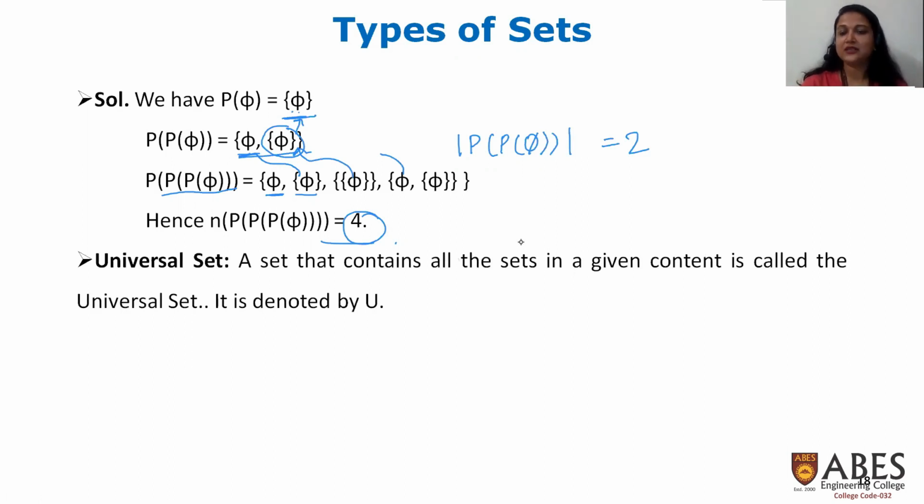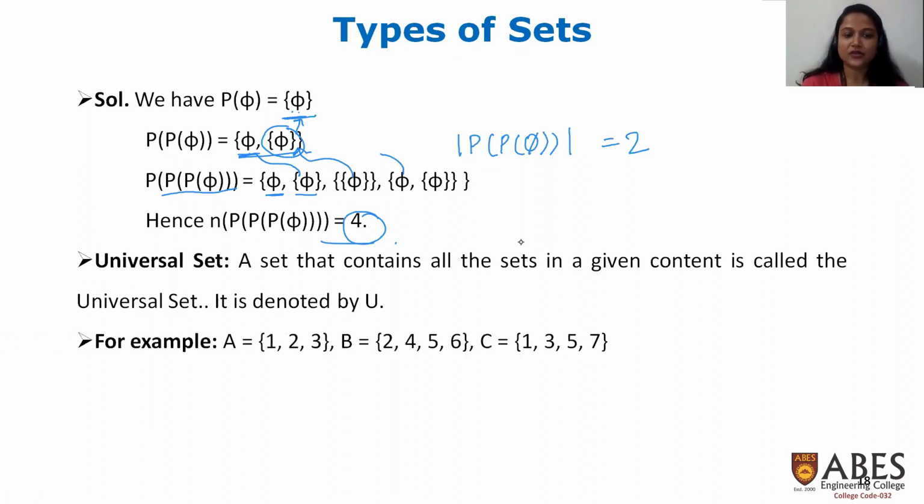It is nothing but, for a given content or a given collection, if I consider all the elements in a set, it is called a universal set. And whenever you find capital U written anywhere, it will be a universal set. For example, for A, B, and C together, if I consider natural numbers, it can be from 1 to 10, 1 to 7, or any other range.